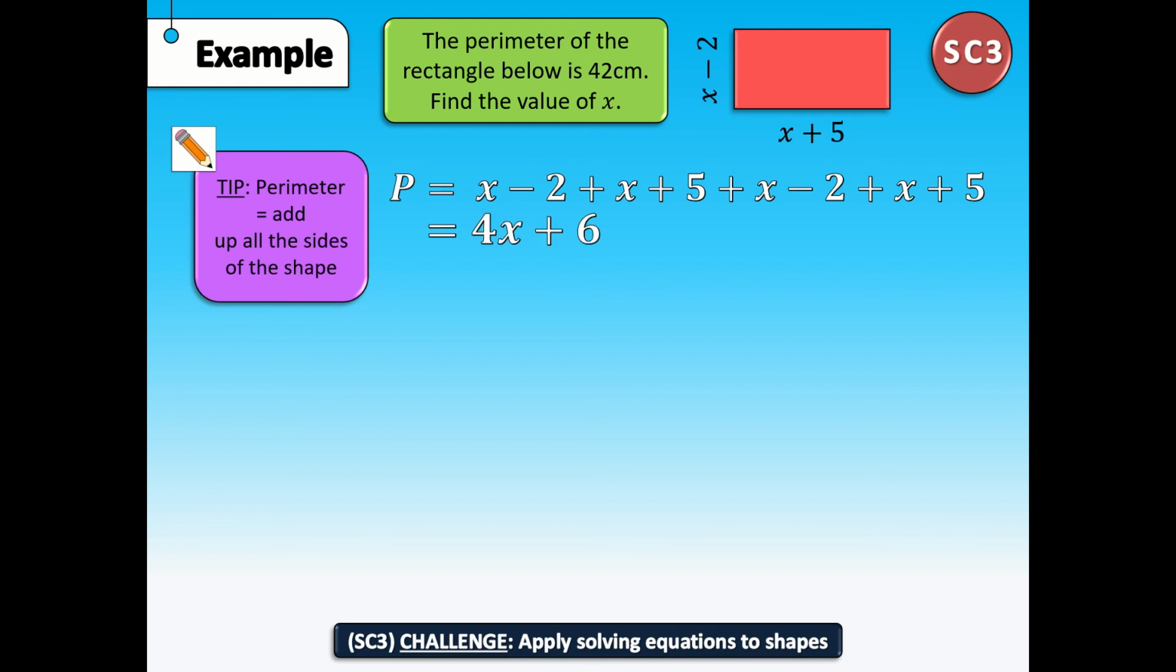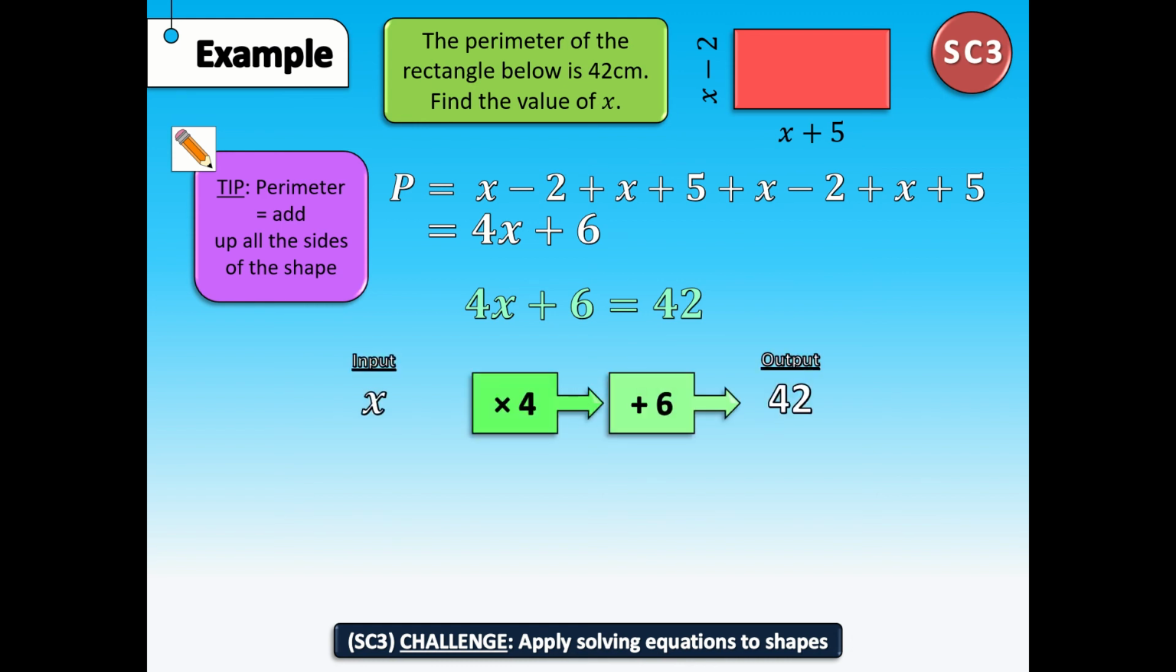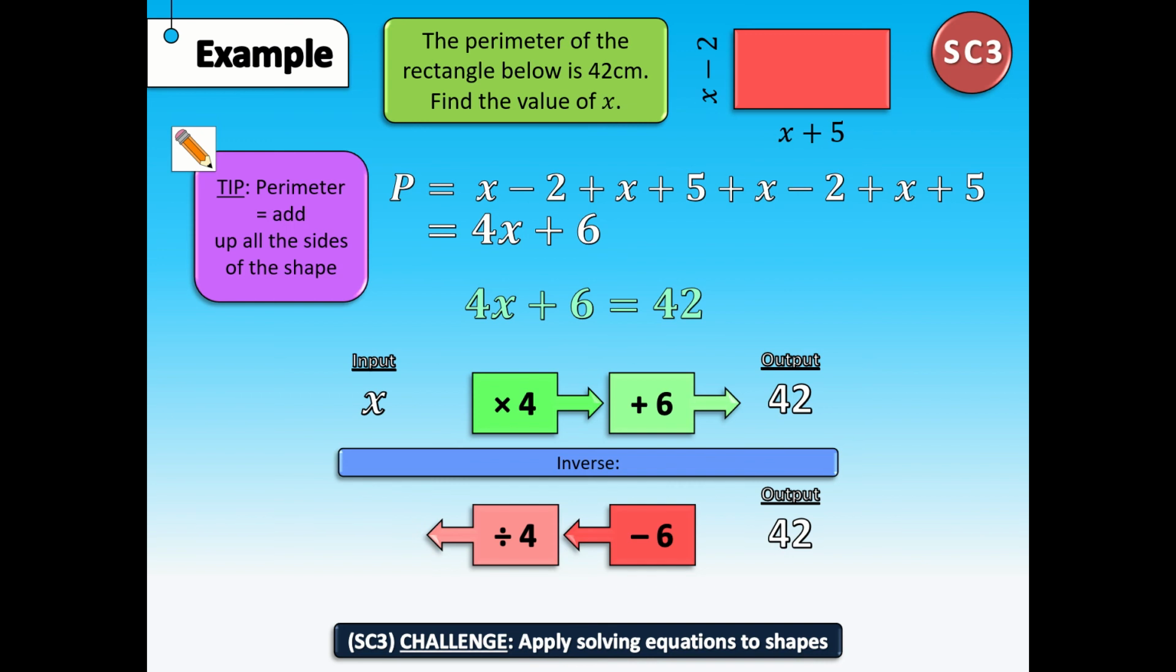So that's the expression for the perimeter, but we know the perimeter is actually 42. So that must equal 42. So now we've got an equation that we can solve. We can write the function machine for it, then work backwards doing the opposite. So we've got 42. We need to take away 6 and then divide by 4. So 42 take away 6 is 36, and 36 divided by 4 is 9. So x equals 9.